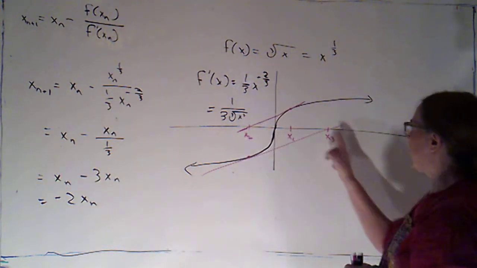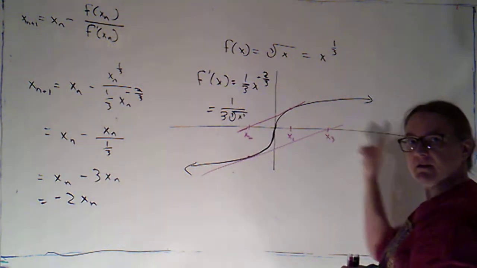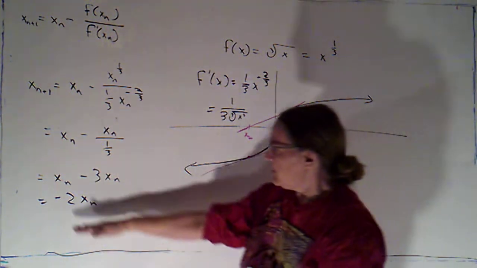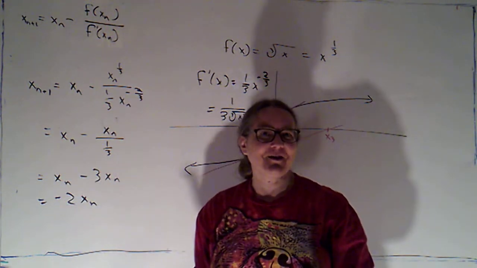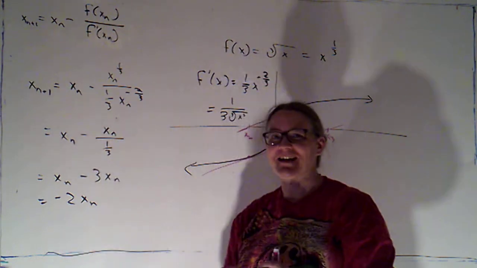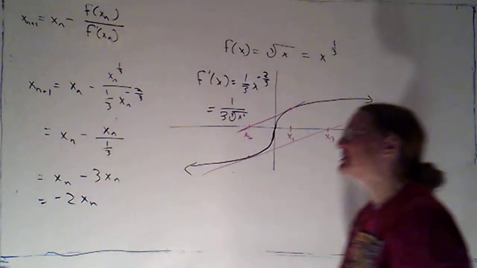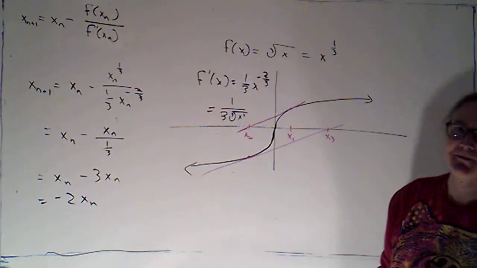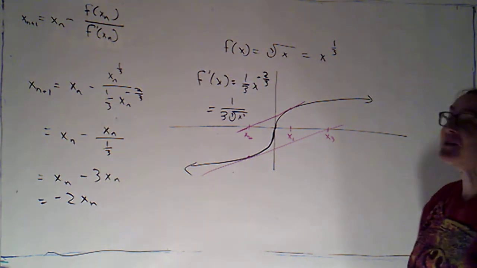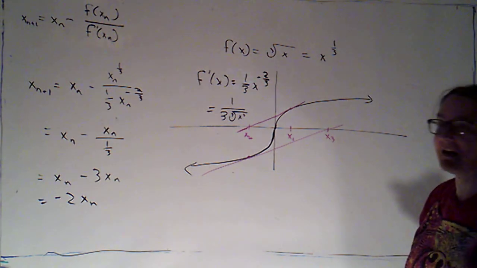So we're bouncing back and forth between the left side and the right side of my graph. But the absolute value is doubling each time. So we're getting twice as far away as we were in our previous guess. So this is definitely not working. Okay, so that's one way that Newton's method can fail.